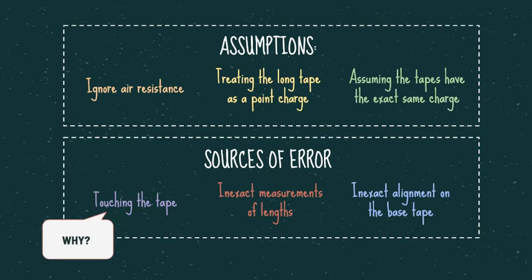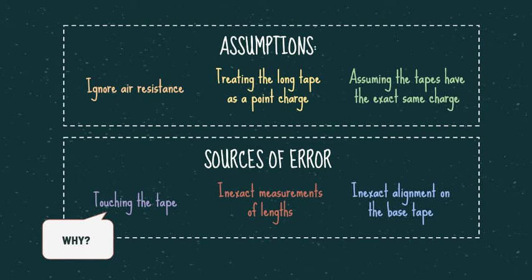There are three major sources of error in this experiment. The biggest source of error is touching of the tape, which occurs when setting up the experiment. When you touch the tape, the ions on your skin travel onto the tape, canceling some of the charge and making the tape more neutral. This leads to loss of charge in the tape, making our results somewhat skewed.